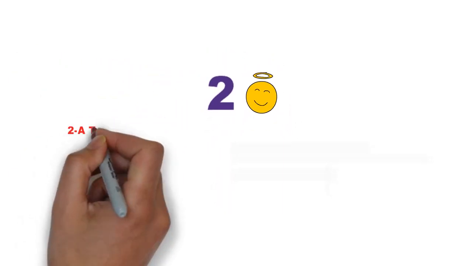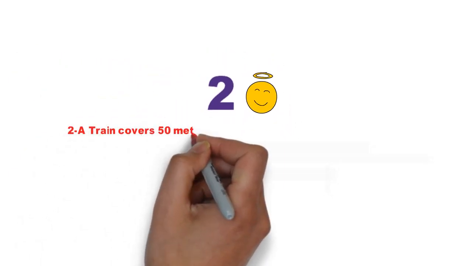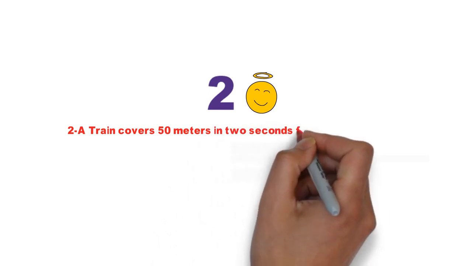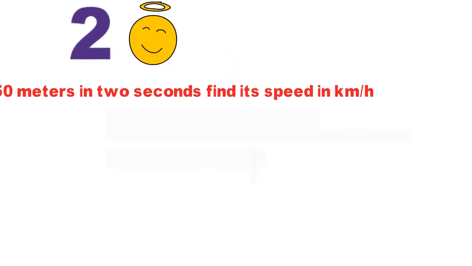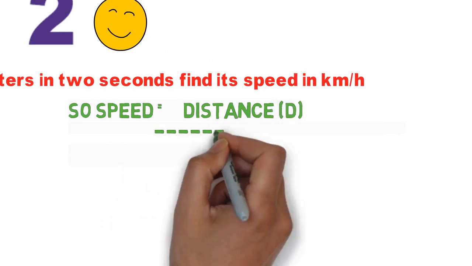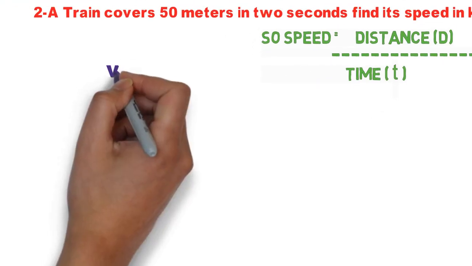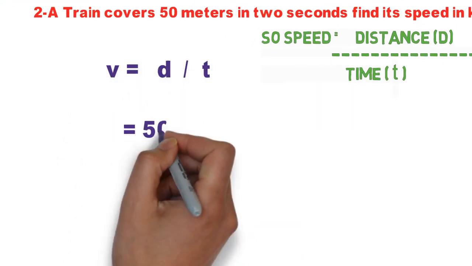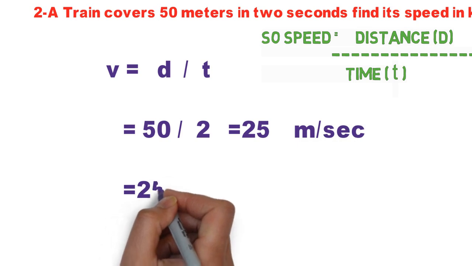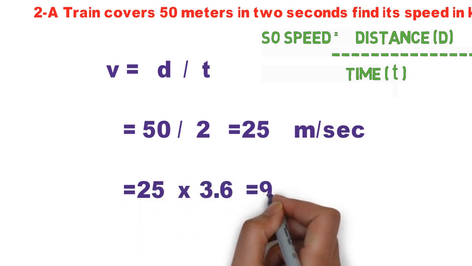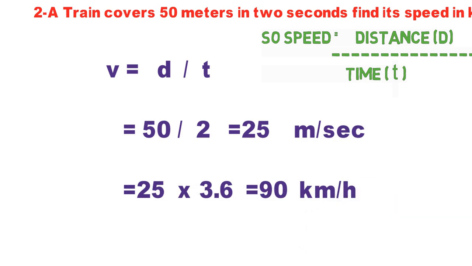Problem number 2. We have to make sure we got the idea. A train covers 50 meters in 2 seconds. Find its speed in kilometers per hour. So speed equals distance d over time t. v equals d over t, 50 over 2 equals 25 meters per second. And in order to convert it to kilometers per hour, of course, we take 25 and multiply by 3.6, which equals 90 kilometers per hour.